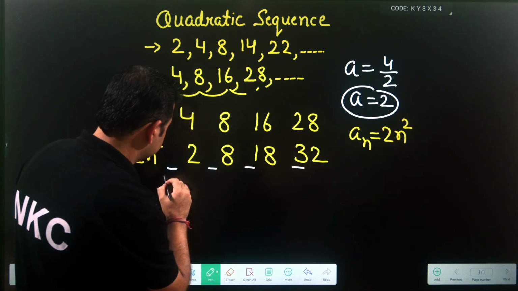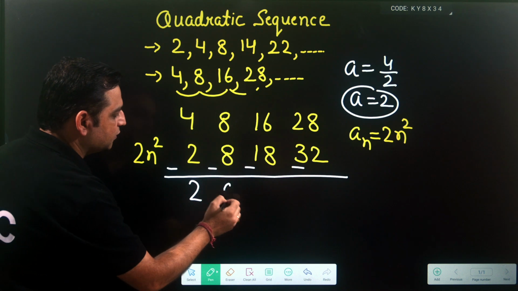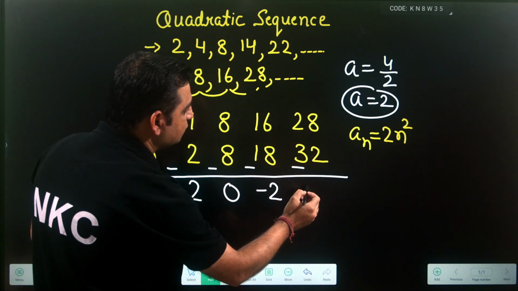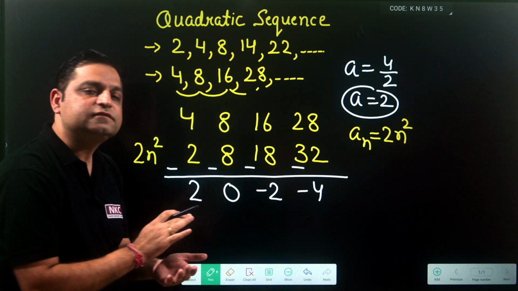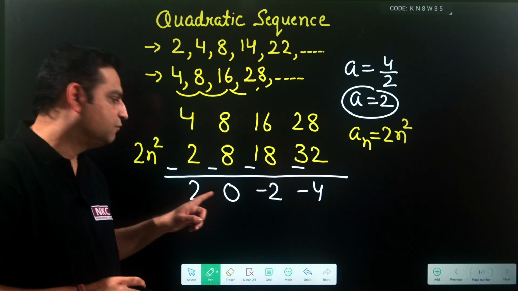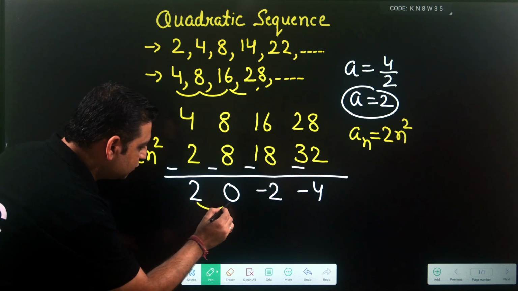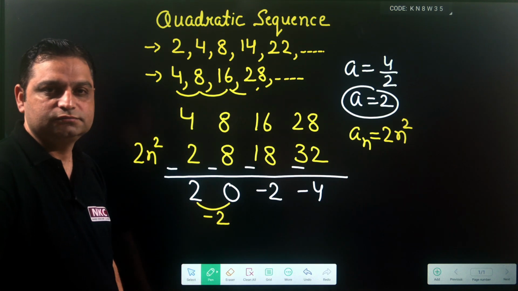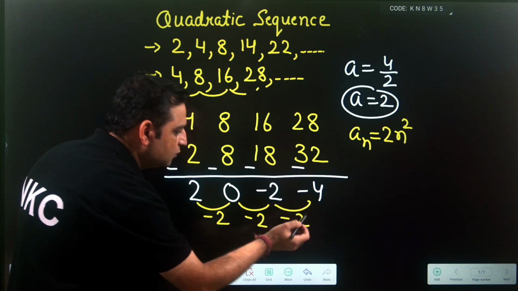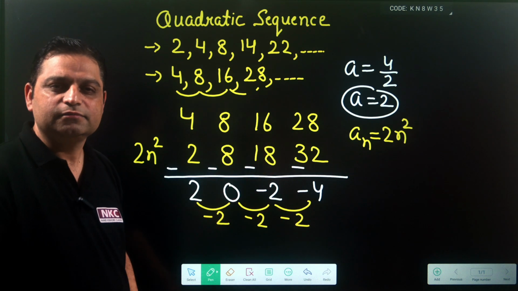Minus that. 4 minus 2 is 2. 8 minus 8 is 0. 16 minus 18 is minus 2. 28 minus 32 is minus 4. This is an arithmetic sequence. The linear form will be given by this last sequence now. Going from 2 to 0, I am subtracting 2. Minus 2. Again minus 2. Again minus 2. When the first difference is same, it is an arithmetic sequence at that time.